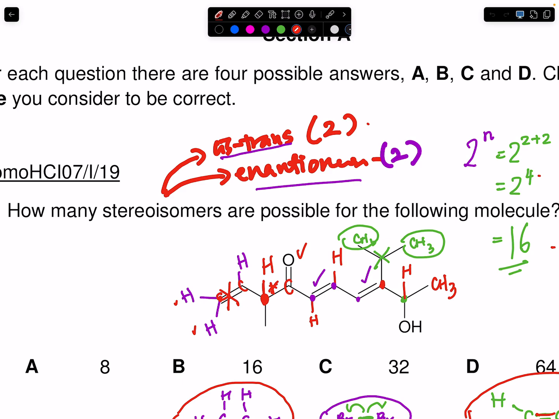Now you move on to the next carbon-carbon double bond. Are you able to see that the hydrogen atoms are on opposite sides? So this is in what configuration, guys? Trans. Very good. This is in a trans configuration.